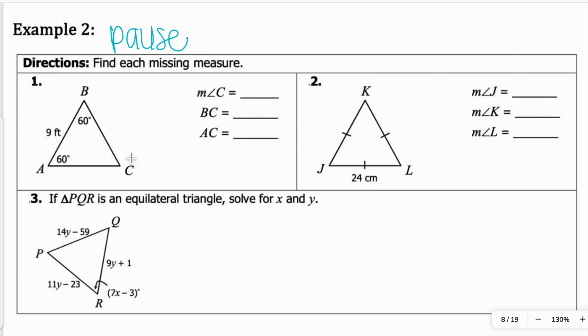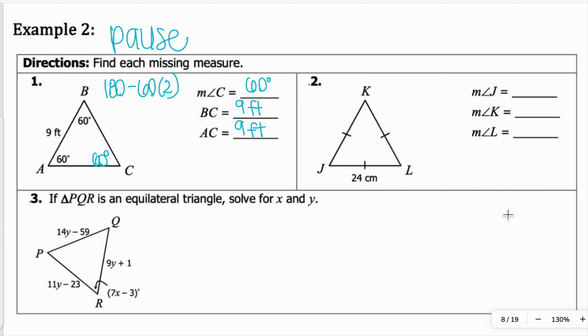Let's go ahead and get to it. So the measure of angle C can be found by taking 180 and subtracting both of my 60s. So 60 times 2 is 120, minus 180, I'm going to get 60 degrees. From here, you should notice this is an equilateral triangle because they all have the same angle measurements, which means all of my sides, BC and AC, would also have the same length shown for AB. So all sides are 9 feet.